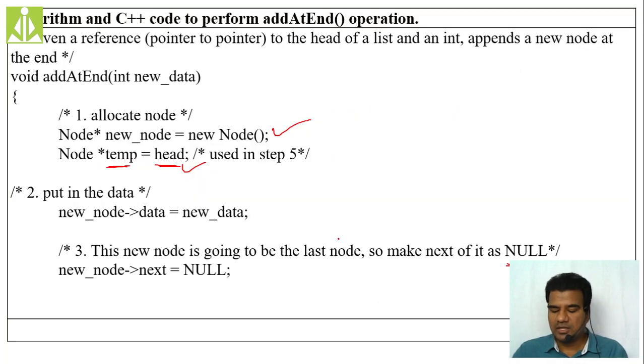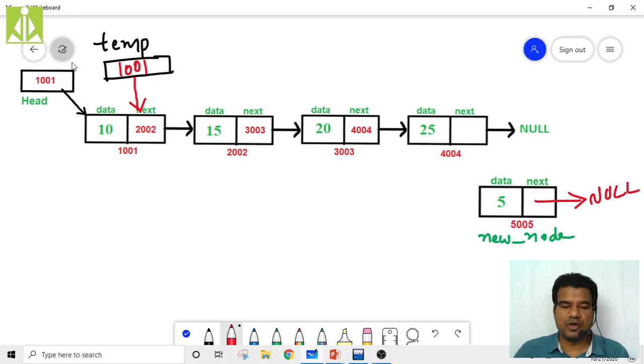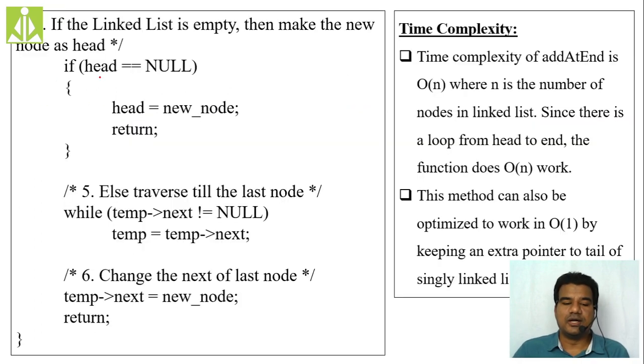So the next thing, the fourth point, what are we doing? We are checking whether the list is empty or not. If the list is empty, then insert the newly created node at that location only and stop your process. So that we have done here. And if we check the head pointer, it is holding 1001, so no need to do this processing.